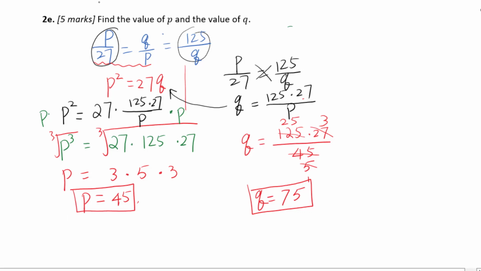The reason why I chose these two, and not q over p equals 125 over q, is that I don't want to create a q squared. Using these two, I can easily figure out either q or p. Then I can do the substitution to figure out the other variable.